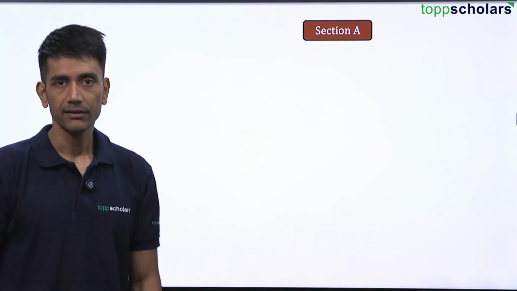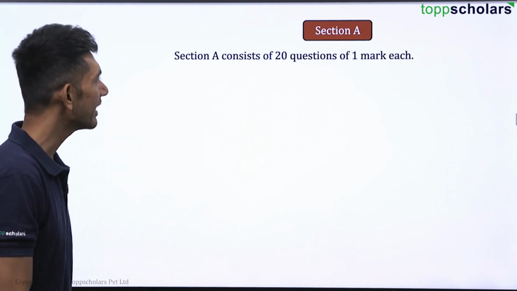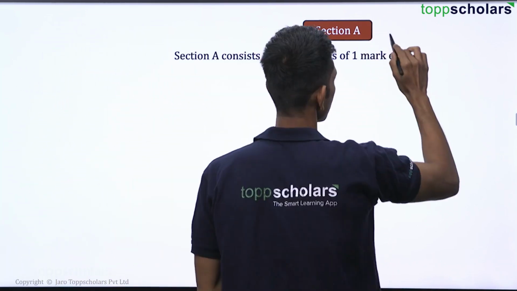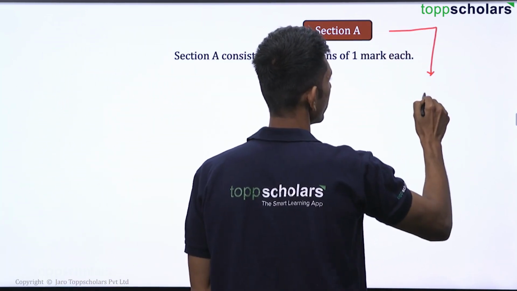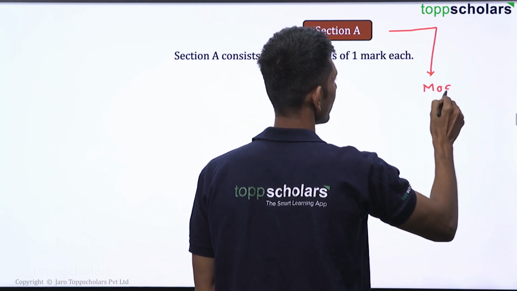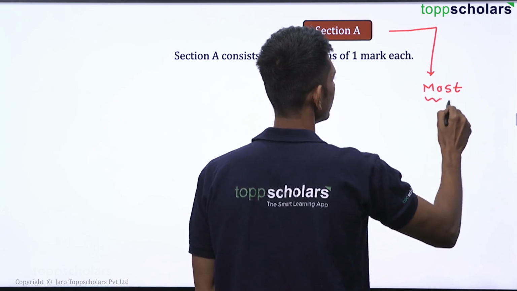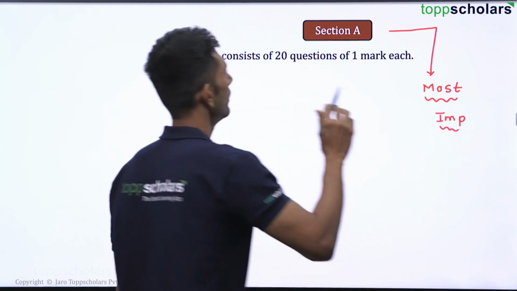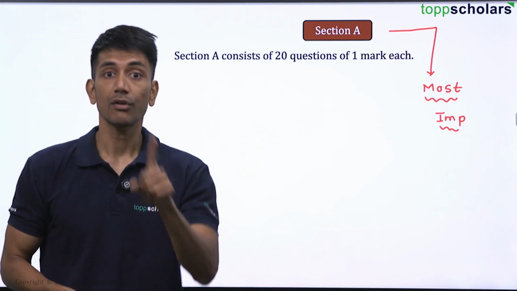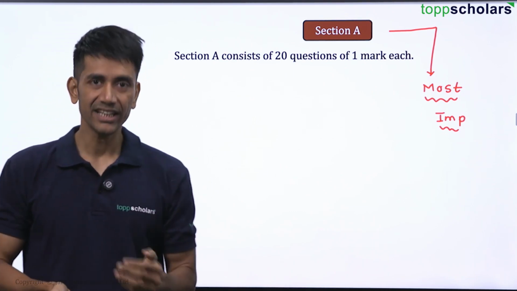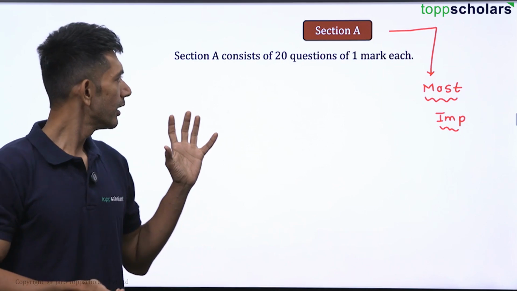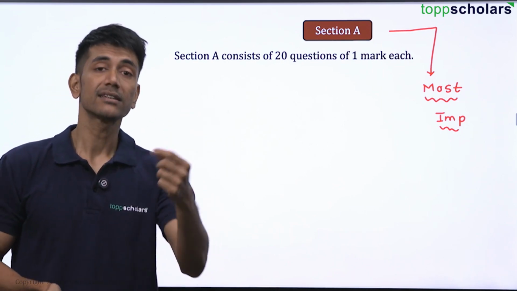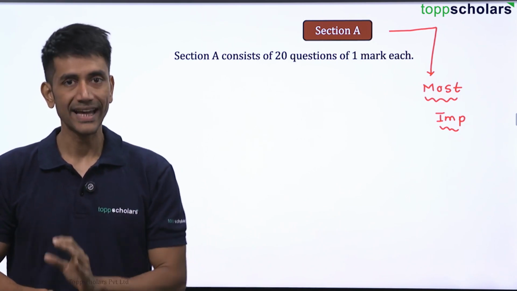So section A, let us talk about section A first, and I consider this section as the most important section. This is the most important because out of your 80 marks paper, 20 marks consist of one marker, out of which 18 questions will be there in the beginning, which are of 1 mark, and the last 2 questions are the assertion and reasoning questions as well. We are going to discuss that also.